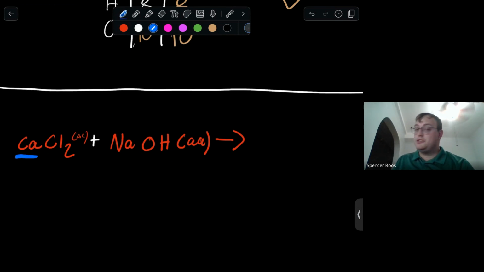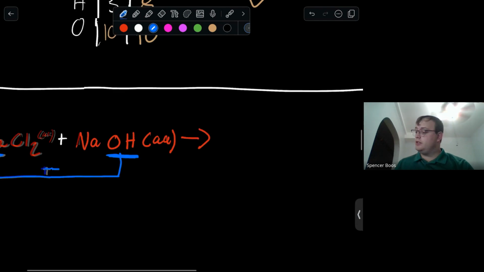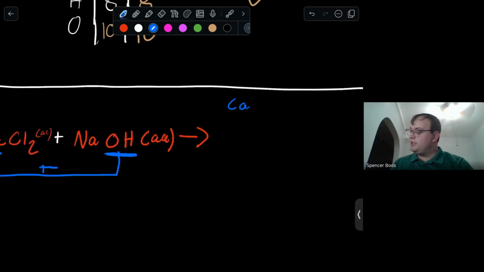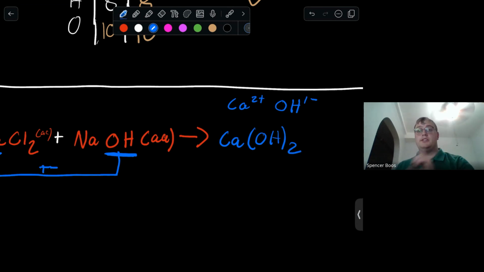We're going to take our cation from our first compound and mix it with the anion of the second compound. Okay. Don't forget that the plus goes before the minus. So here I have calcium, Ca, with a 2 plus charge, reacting with OH, which has a 1 minus charge. I do my crisscross, and I get Ca(OH)2. We're going to skip the states for right now. We'll get to the states here in a moment.